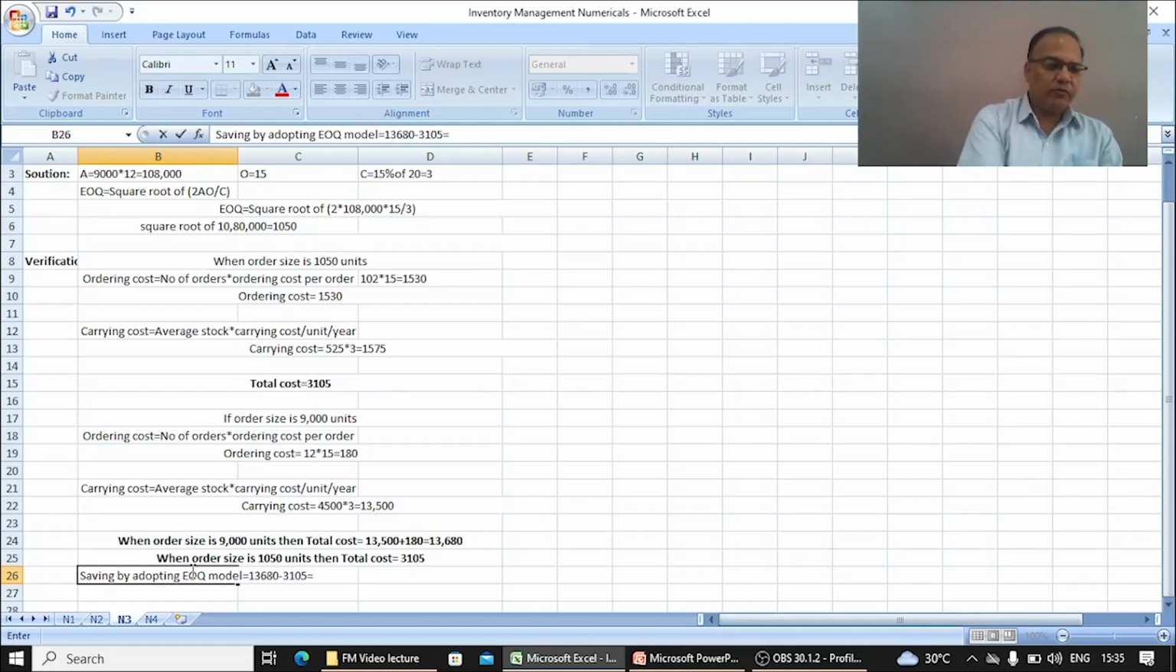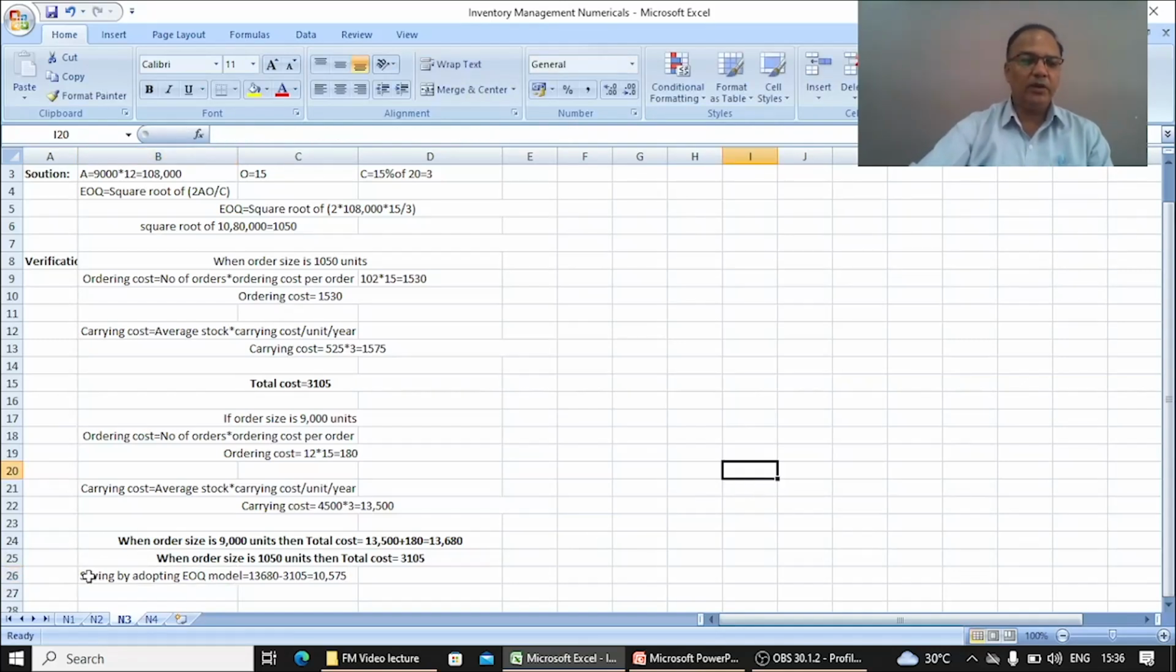Now let's take the help of the calculator. That is 13,680 minus 3105. So it is 10,575. So this is the saving if you are adopting this model.